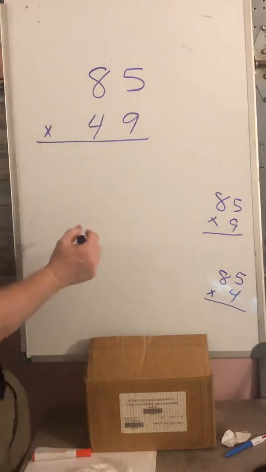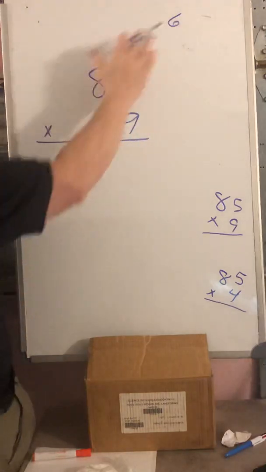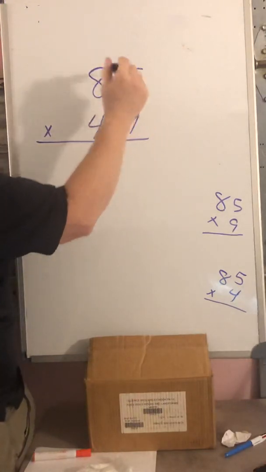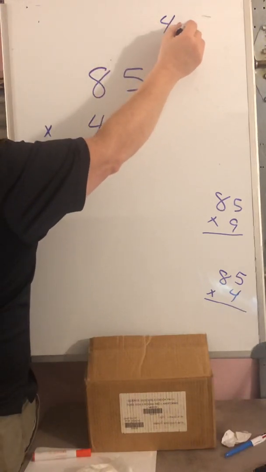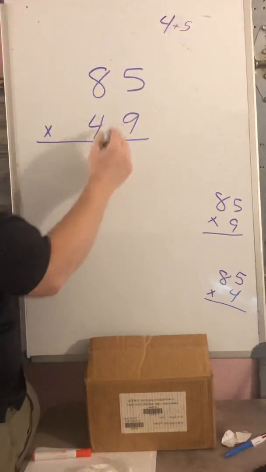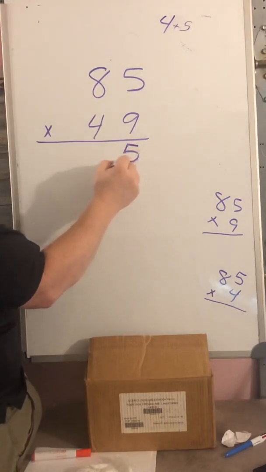9 times 5, the answer is going to start with a 4. I'm sorry. 4 plus what equals 9? The answer is 5. So 45 is the answer. 9 times 5 is 45. The number on the right is going to hang tight.